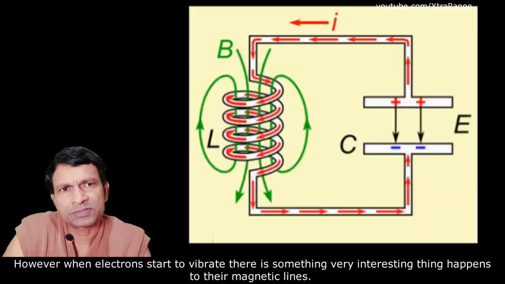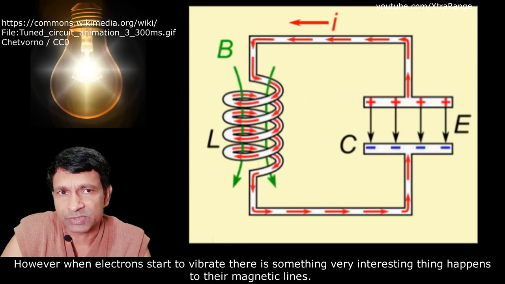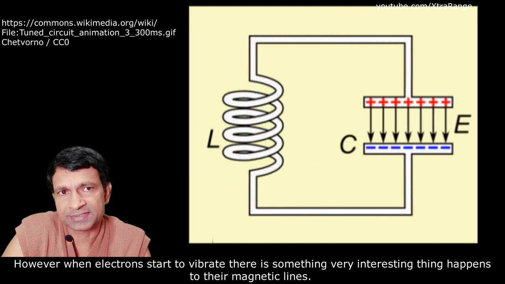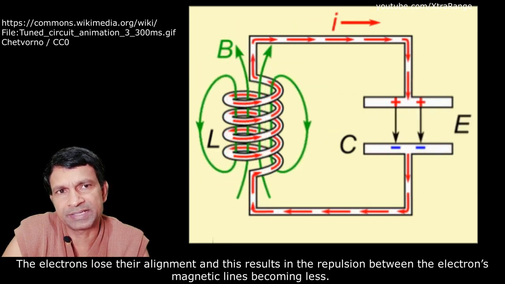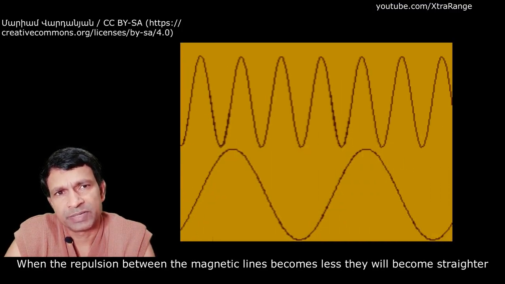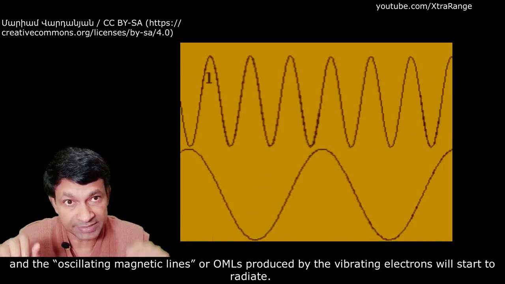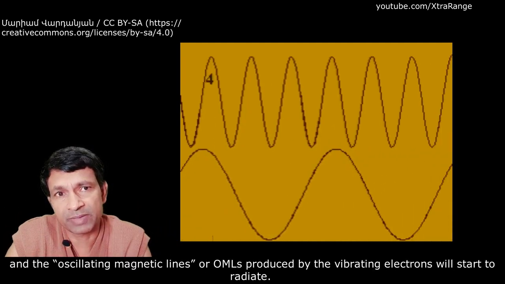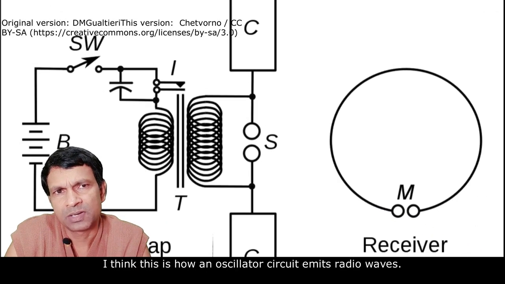However, when electrons start to vibrate, something very interesting happens to their magnetic lines. The electrons lose their alignment, and this results in the repulsion between the electrons' magnetic lines becoming less. When the repulsion between the magnetic lines becomes less, they will become straighter, and the oscillating magnetic lines, or OMLs, produced by the vibrating electrons will start to radiate. I think this is how an oscillator circuit emits radio waves.